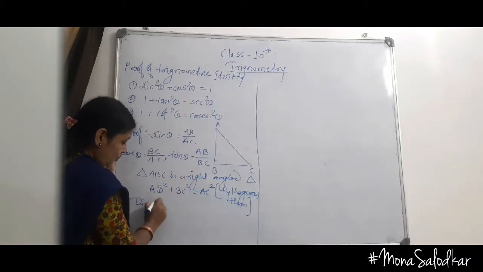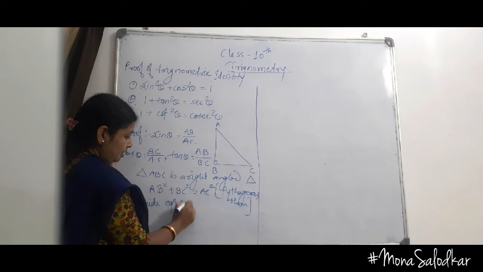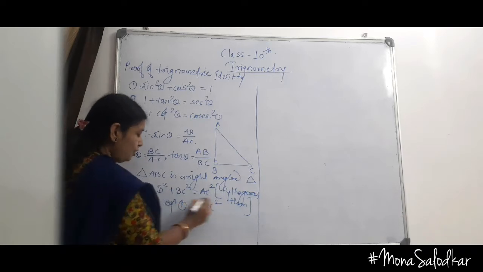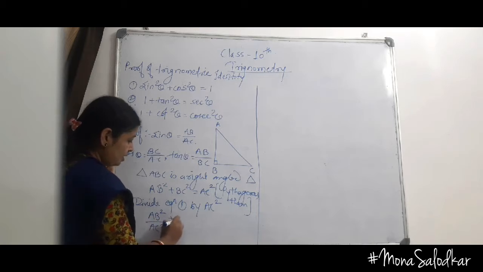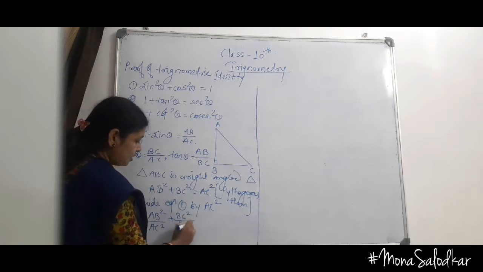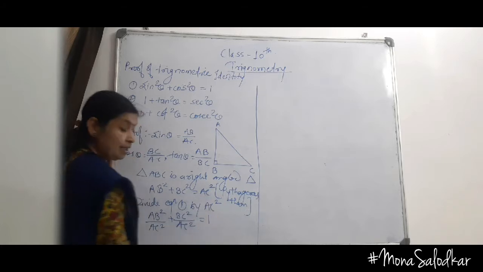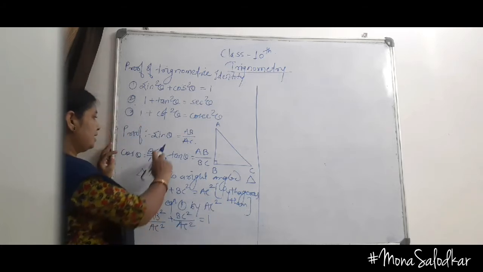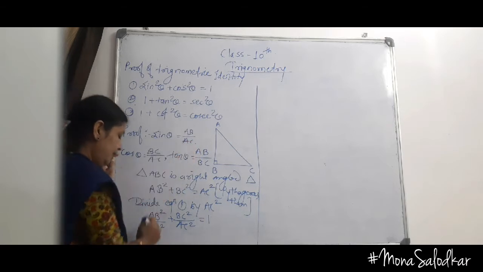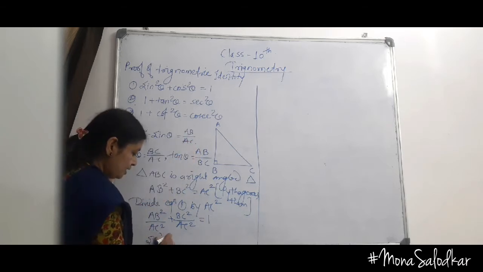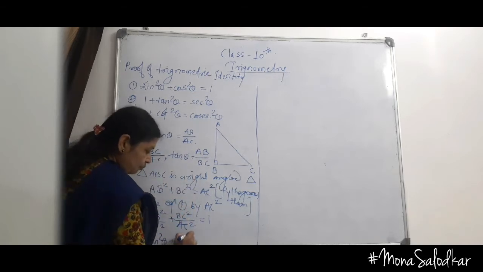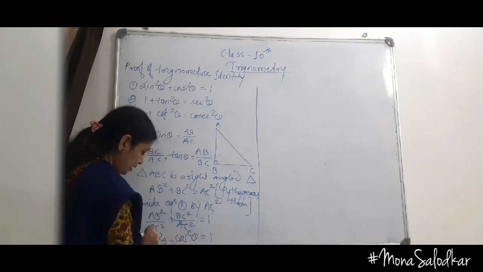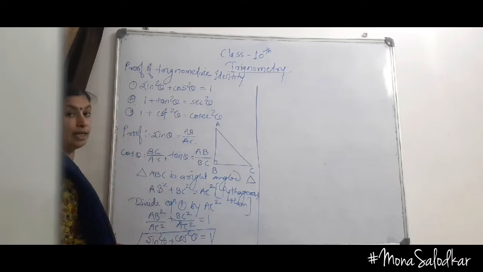Divide equation 1 by AC square. You have to divide by AC square. You get AB square upon AC square plus BC square upon AC square, and AC square upon AC square is 1. Now see here, AB upon AC. What is meant by AB upon AC? Sin theta. So here you get sin square. Now BC upon AC is how much? Cos theta. So you get cos square theta is equal to 1. It is your first identity. Sin square theta plus cos square theta is equal to 1.